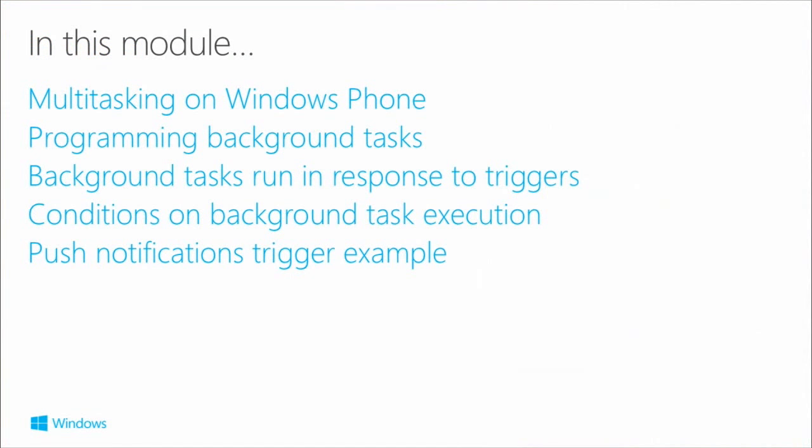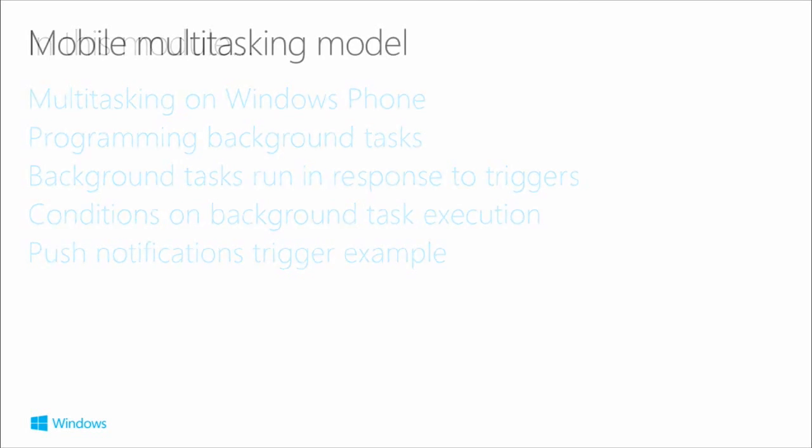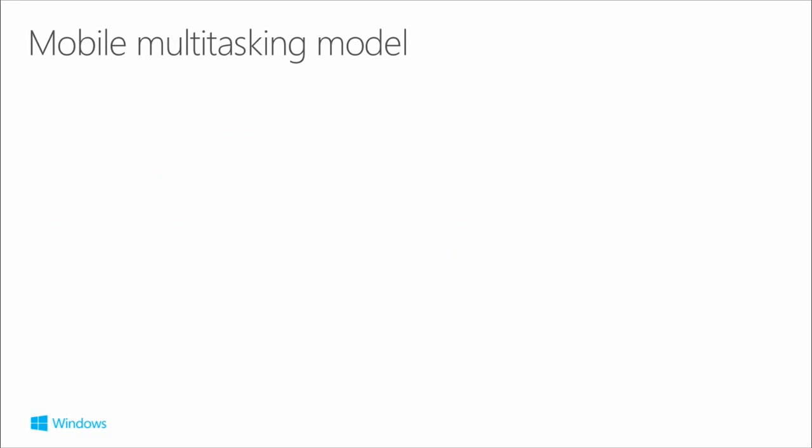So in this module, we'll look at what multitasking is on Windows Phone, how you actually build a background task and what you use to get them to run, which are triggers, the conditions on background task execution, and we've got a little example at the end. So first of all, let's look at the mobile multitasking model.